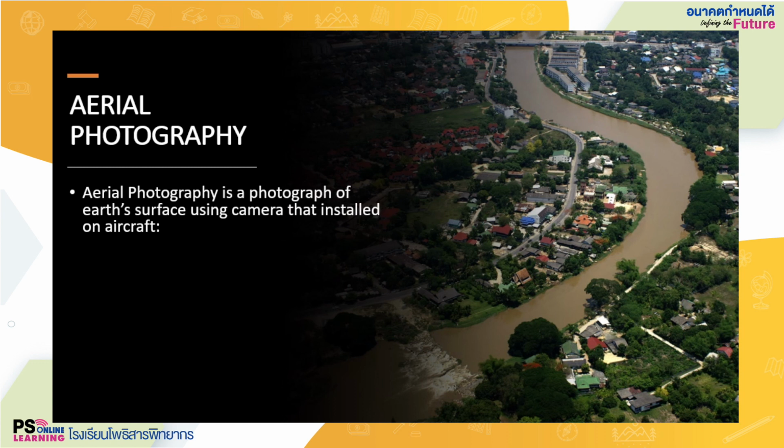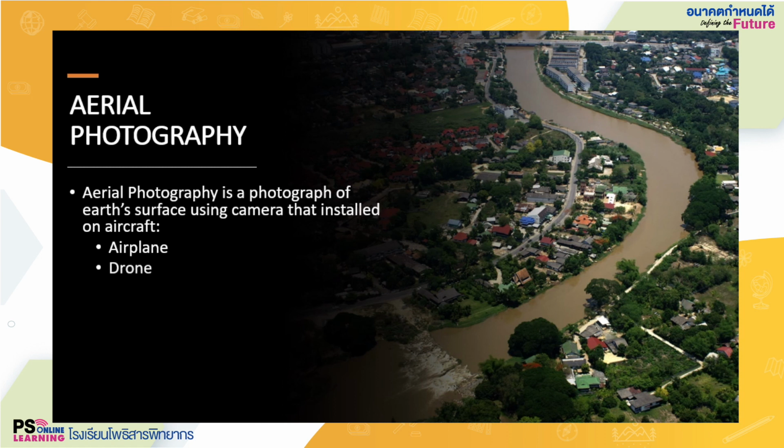Aerial photography is a photograph of Earth's surface using a camera installed on an aircraft. Can you guess which aircraft were installed with a camera to capture and collect the data of the aerial photograph? I believe you all know. Number one, of course, the airplane. The airplane is an aircraft that is flown by a man. We install the camera on the airplane and fly over the surface or the area we want to document. So we use the camera to capture photos of those areas.